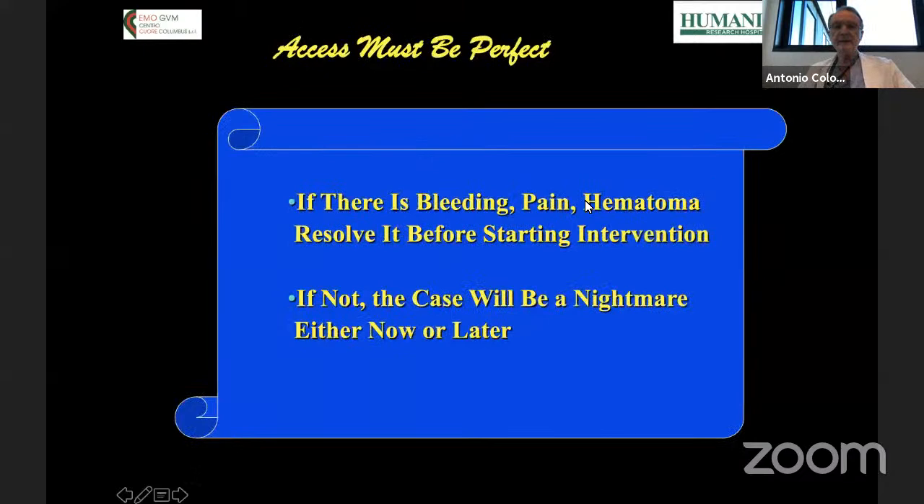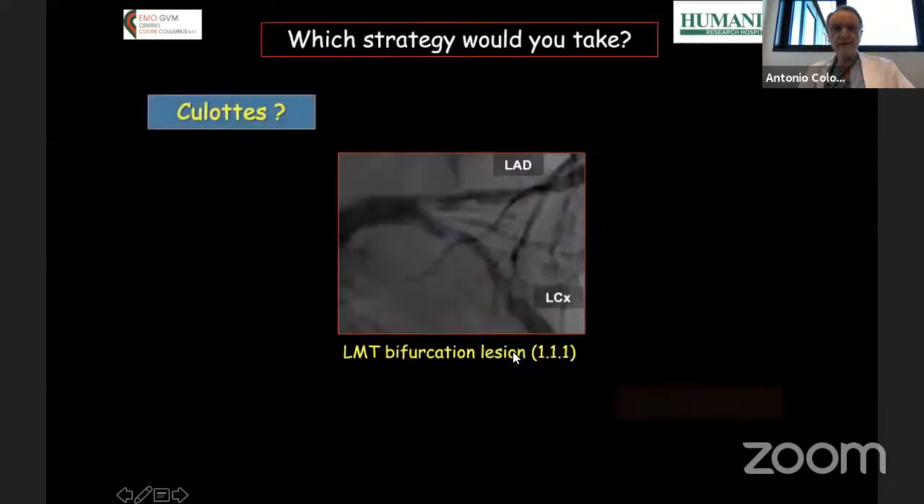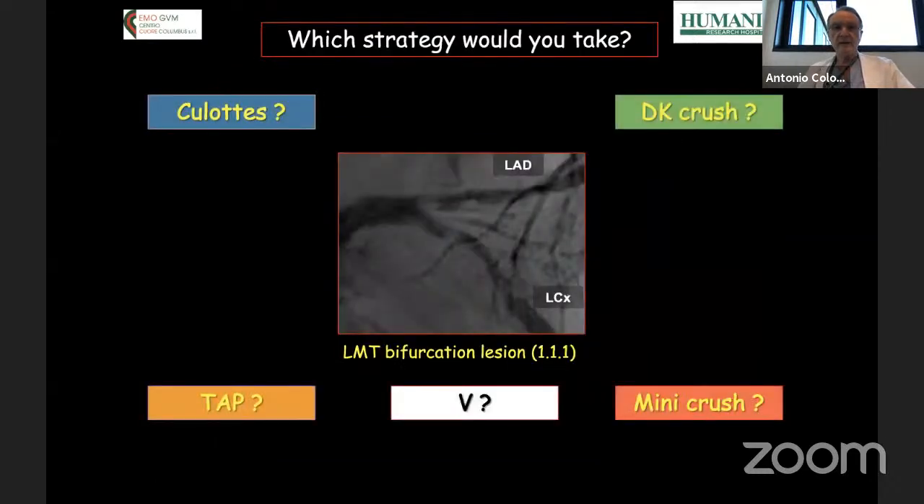If there is bleeding, pain, hematoma, resolve it before starting the intervention. If not, the case will be a nightmare, either now or later. Do not go on unless a complication has been resolved. If things look great and the patient feels bad, look again harder. As I said, listen to the patient.